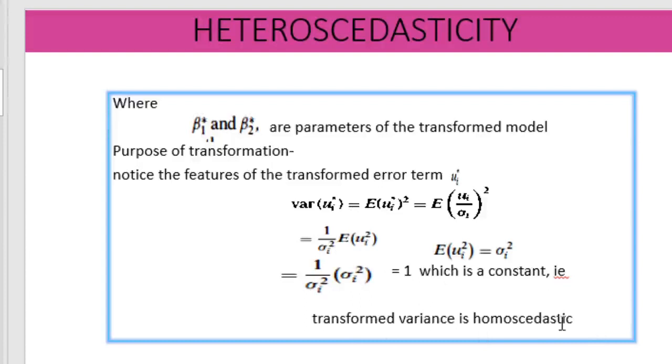That is the technique used here. That is, variance of ui star equals expected value of ui square, that is equal to the expected value of (ui divided by sigma i) the whole square. Here this can be written as 1 by sigma i square into expected value of ui square. The expected value of ui square equals sigma i square. That is, sigma i square by sigma i square is equal to 1, which is a constant, and therefore the transformed variable has the homoscedastic variance.